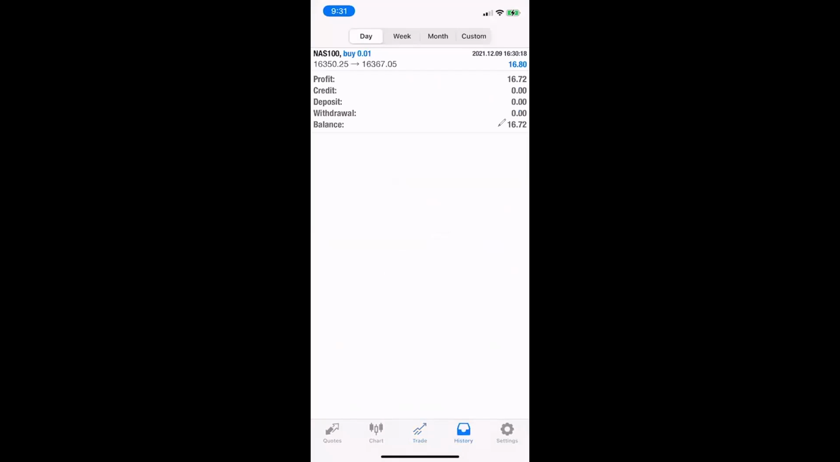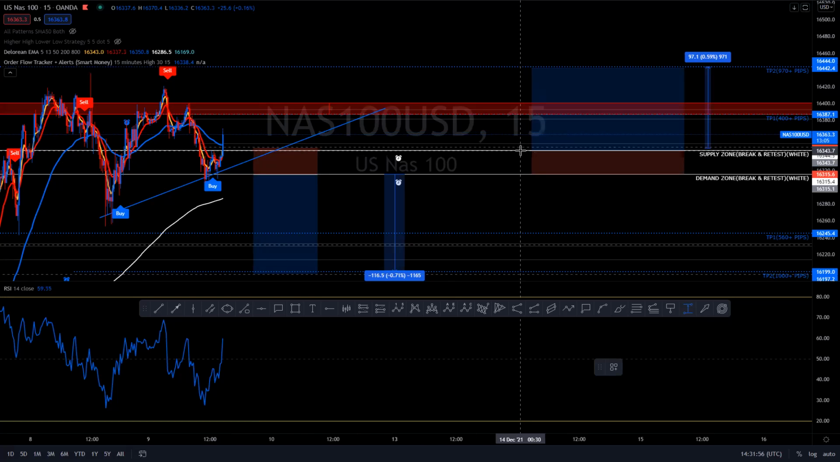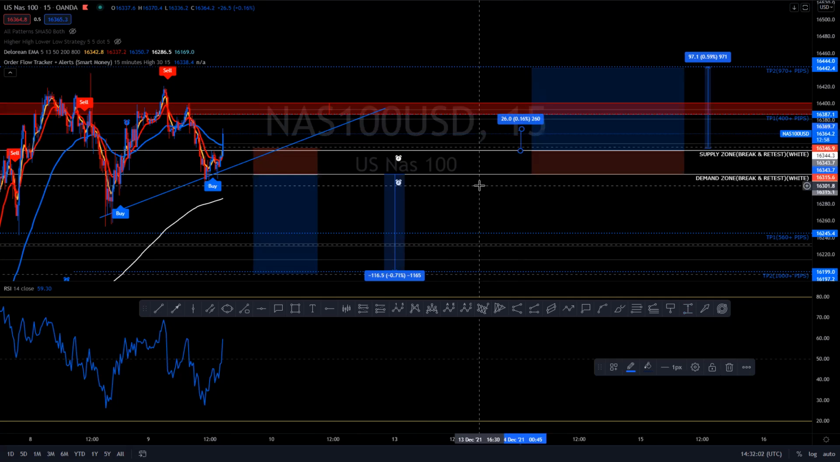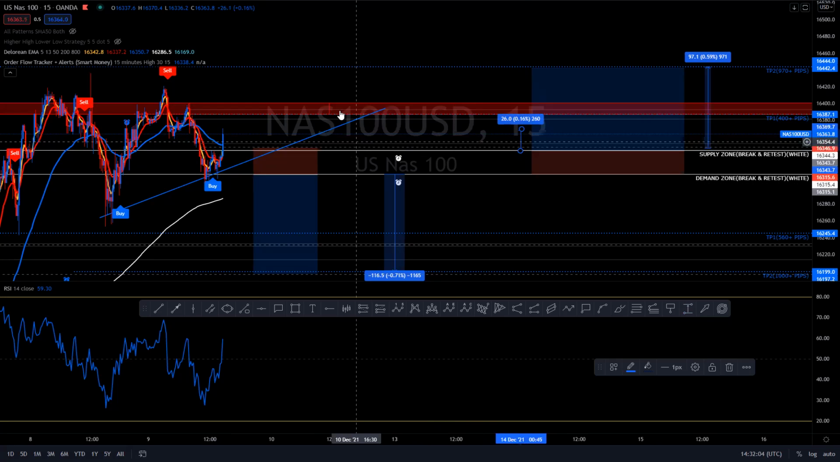So now $16. Boom, that quick. Loving it. So let's look at price, see how many pips we smashed so far already. From here all the way up to here. That was definitely 260 pips. So I can say we really smashed our first take profit.